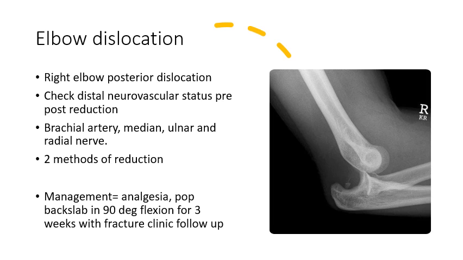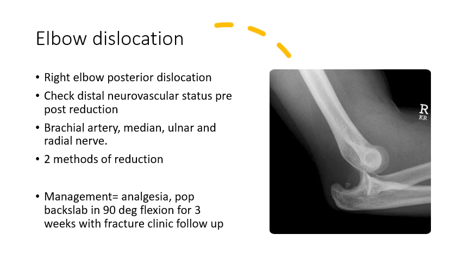As I said, in all dislocations, pre and post reduction, distal neurovascular check has to be performed. What are the major structures that can get damaged? The brachial artery, and the median, ulnar, and radial nerves. These things can get damaged. There are two methods of reduction, but in the exam, if asked for the method of reduction, just write one. Don't give options to the examiner.